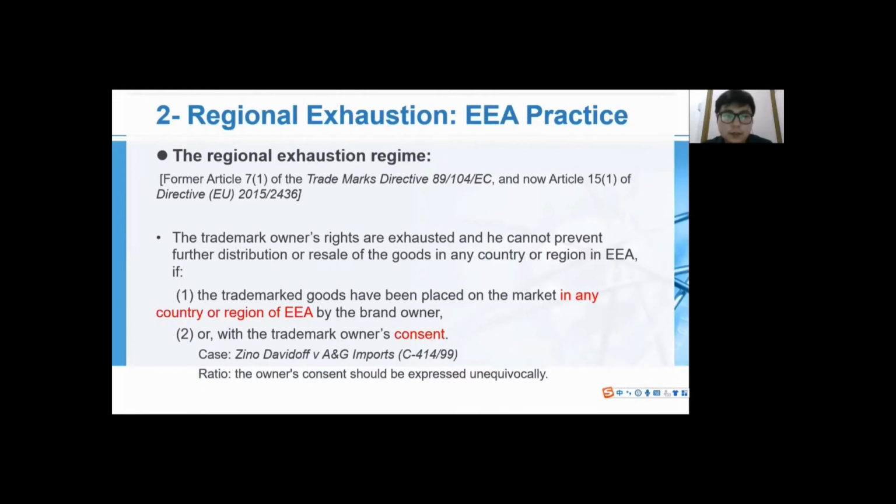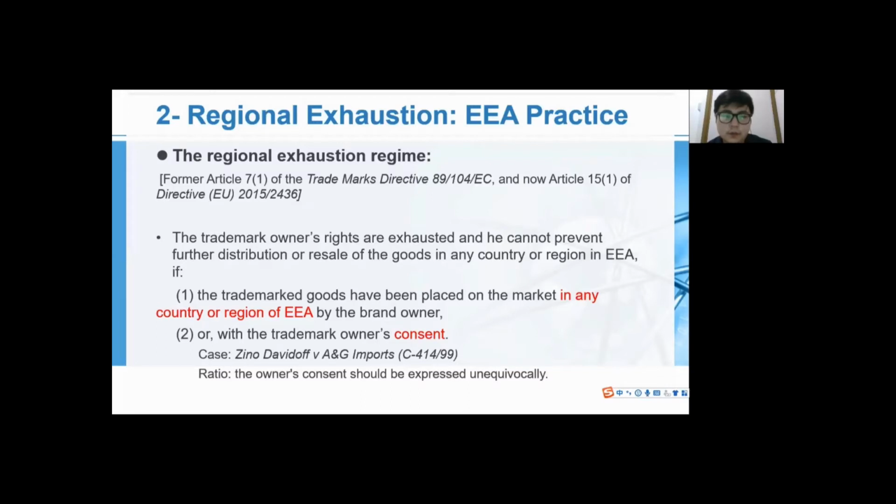For the regional exhaustion, the general presumption is that if the trademark owner has sold his product in any one country of the European Economic Area, his right derived from the trademark will be exhausted within the rest of the area, and the owner has no power to interfere with the subsequent distribution of his goods.